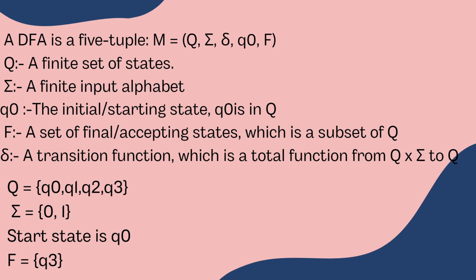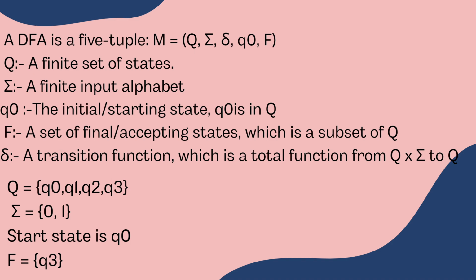Q can be defined as a finite set of states, and sigma can be defined as a finite input alphabet. Then we have q0 that can be defined as the initial or starting state, and q0 is in Q. Then we have F that can be defined as a set of final or accepting states, which is a subset of Q. Then we have delta, a transition function, which is a total function from Q multiplied by sigma to Q.